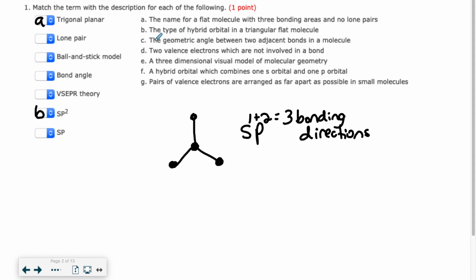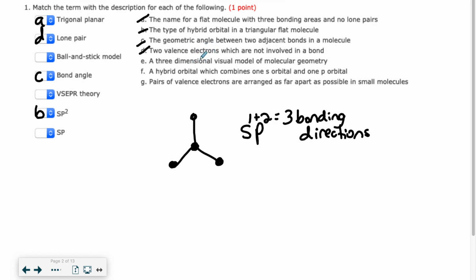The next one, the geometric angle between 2 adjacent bonds within a molecule. This would be considered the bond angle. So we've done A, B, and C. 2 valence electrons which are not involved within a bond. So we've talked about this for a while since we first started doing our Lewis dot diagrams. These would be a lone pair. And lone pairs do have an impact on the overall shape of the molecule.